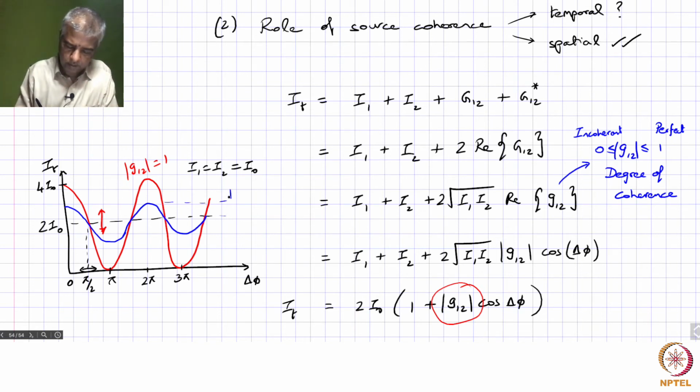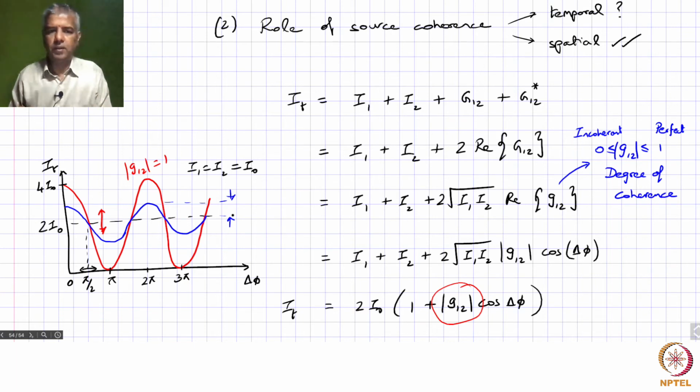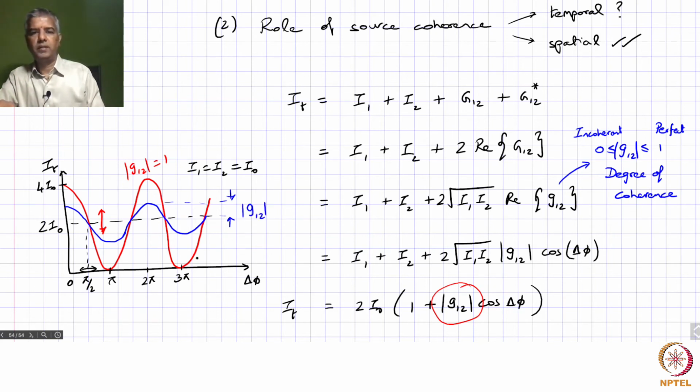The visibility of these fringes with respect to delta phi corresponds to the magnitude of the degree of coherence, right. So the higher the degree of coherence, the more temporally coherent the sources, the more will be the relative change in intensity when you have a change in phase. Okay, you can say that it is more sensitive as a phase modulated sensor.